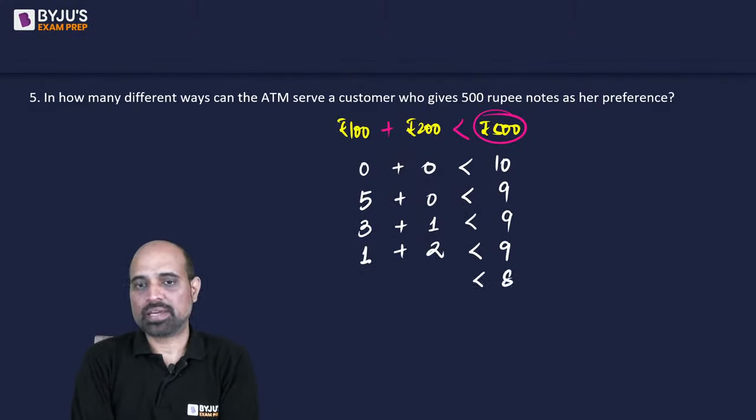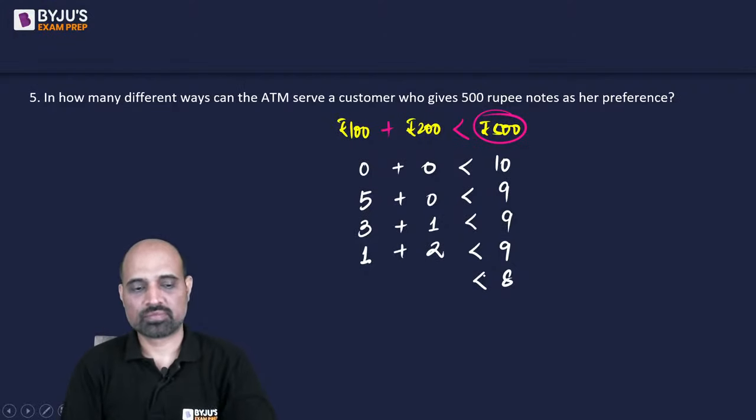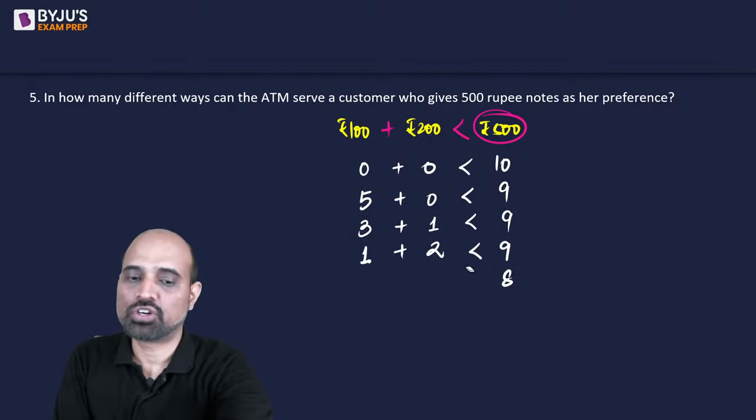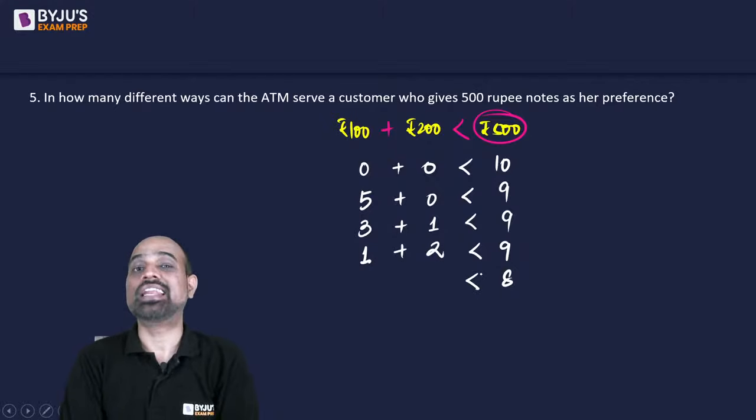Next, if I take 8 notes of 500, then the number of notes of 100 and 200 together should be less than 8, right?